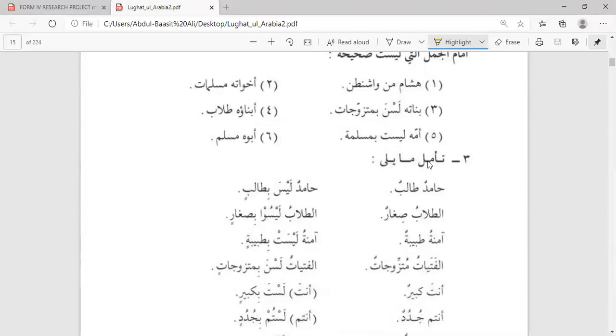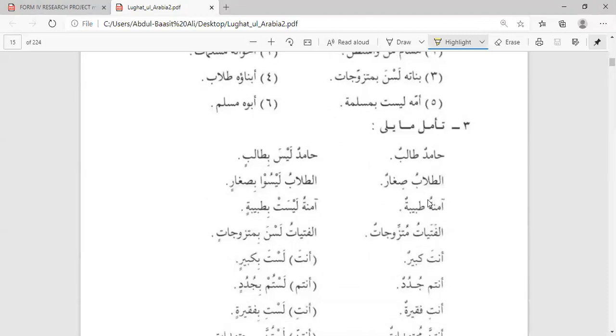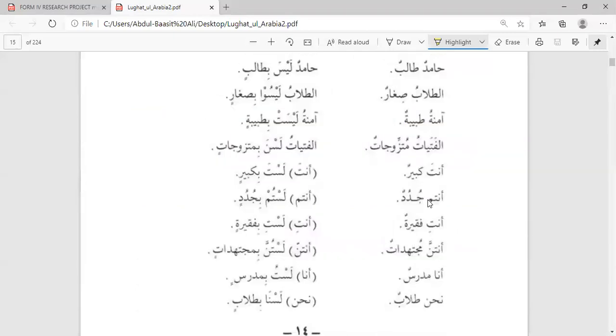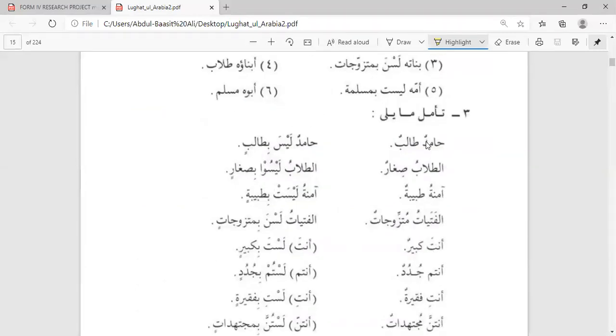Next one. Ta'ammil ma yali. Observe what follows. So you see an exercise here using the word laisa. So we're going to go through this and then we could probably close off here, inshallah. Hamidun tulabun. So we have a nominal sentence here.